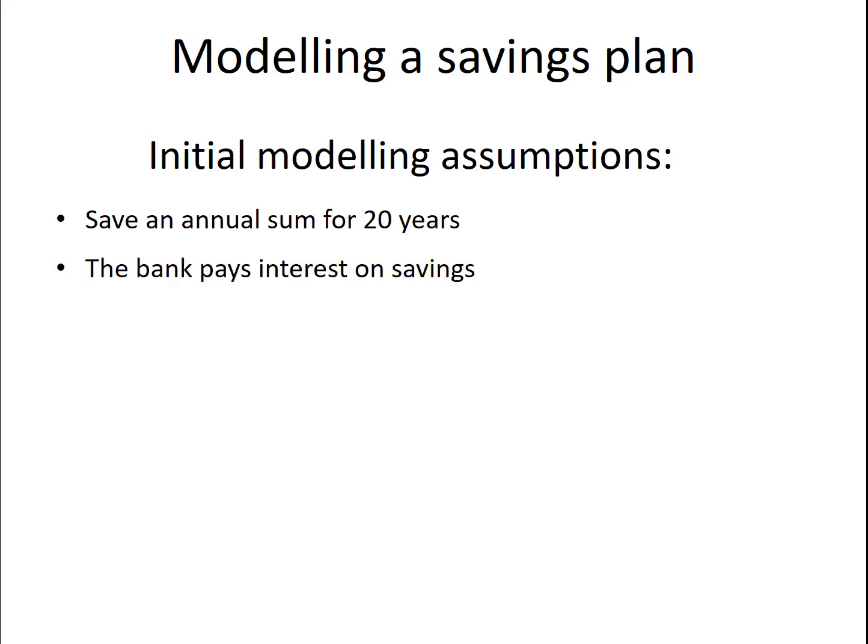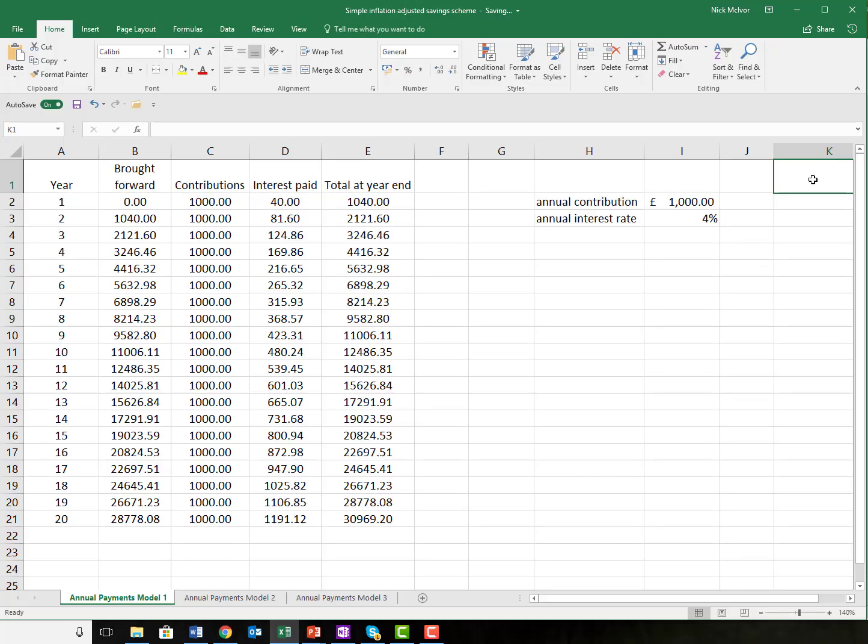You're also going to assume that the bank pays interest on your savings, and it will pay that probably daily, but we're going to aggregate that and look at how it works out annually. So let's take a look at our modelling spreadsheet. And here is my first attempt at this mathematical model.